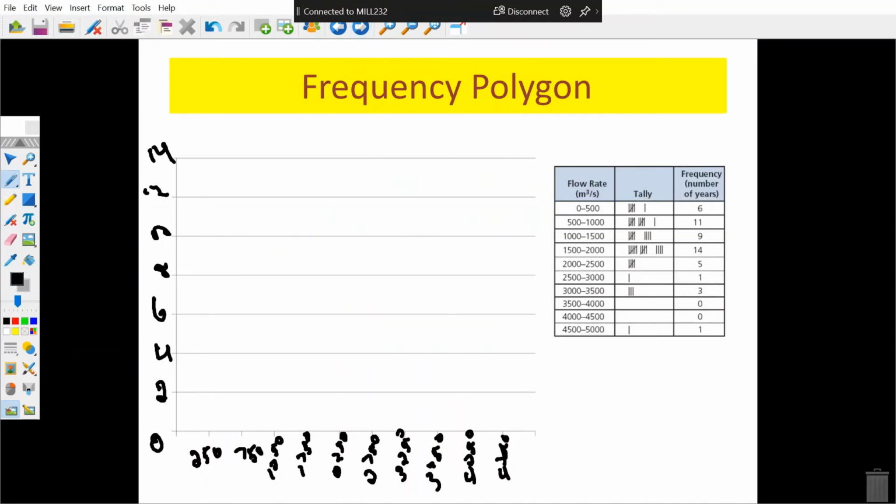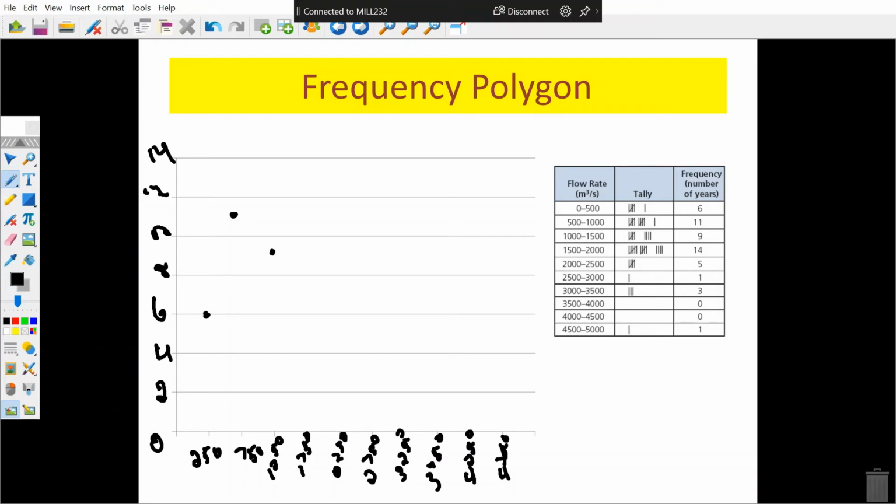So the midpoint of the interval of 0 to 500 is 250. So 250 happened 6 times, so I put a dot there. 750 is the midpoint of 500 and 1,000. That happened 11 times. For 1,000 to 1,500, the midpoint's 1,250. That's 9 times.